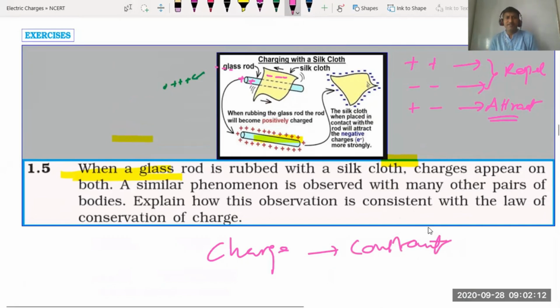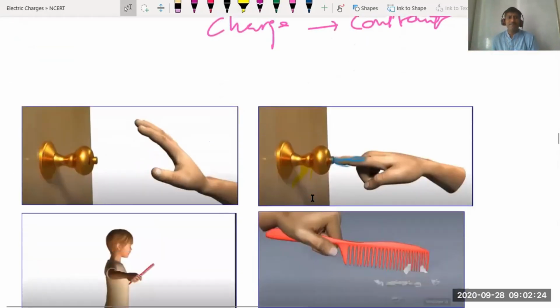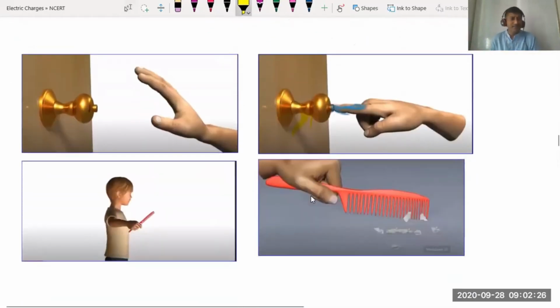So it is constant. So in this example, we can show whether this is inconsistent with the law of conservation of charge. And it is also asking for many other pairs. I'll show one or two examples here in the same way. Here you see this first case. Here is a metal knob, a round handle. This is called a knob fixed to a door. Here a boy or man or woman is trying to catch this knob.